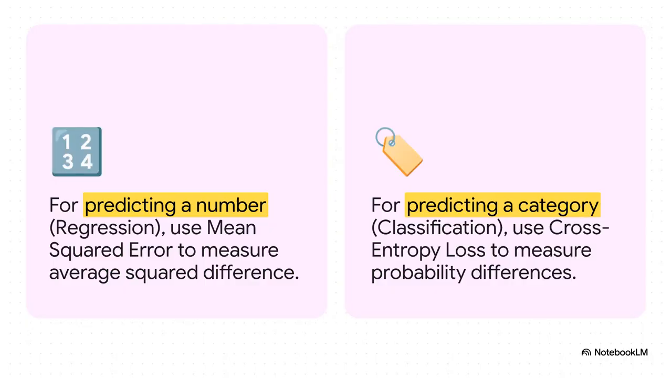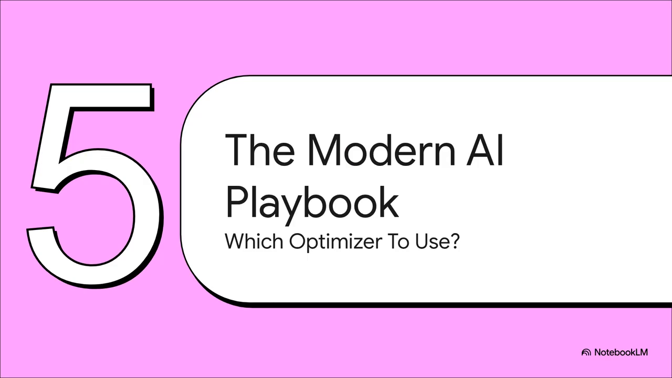And choosing the right map is just as important as choosing the right hiker. You can't use the same one for every quest. For example, if your model is trying to predict a number, like the price of a house, you'd probably use something like mean squared error. But if your model is trying to predict a category, like telling you if a picture is a cat or a dog, you'd use a totally different map, like cross-entropy loss, which is great at measuring how confident the model is about its guess.